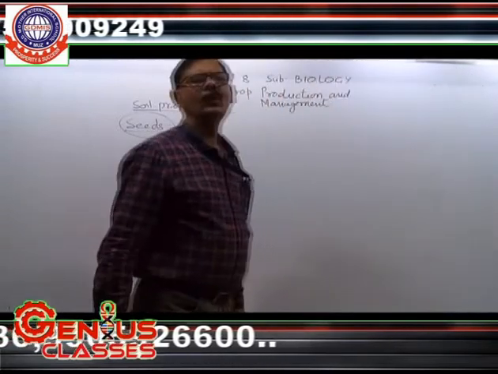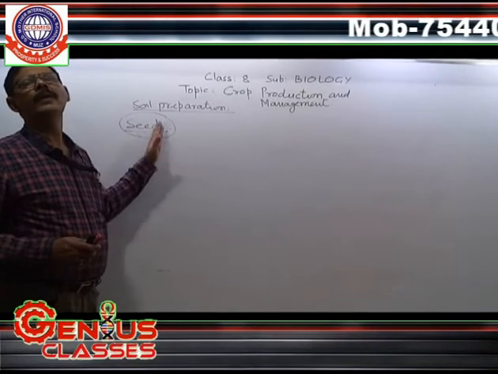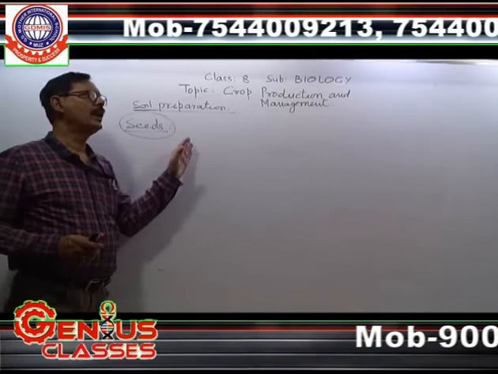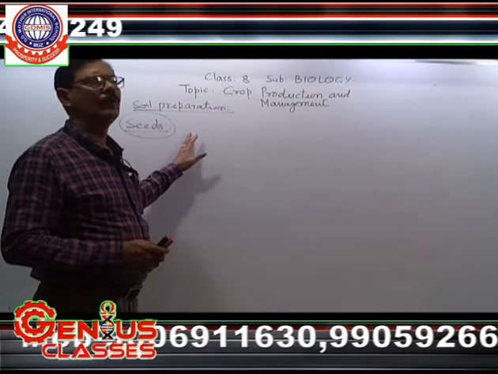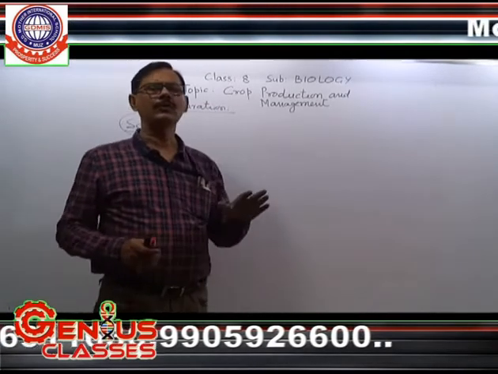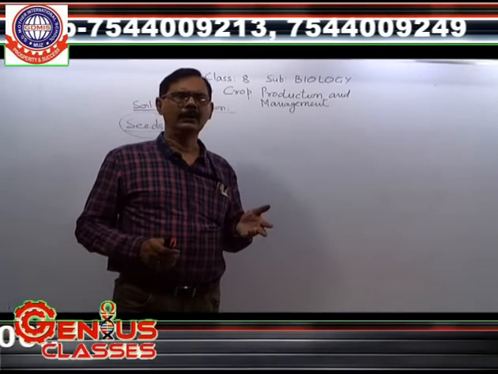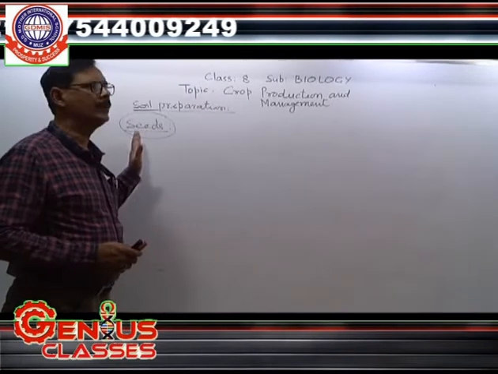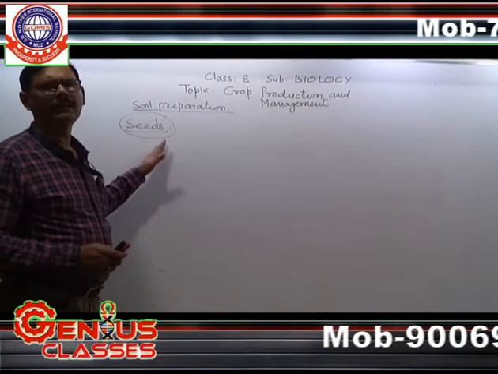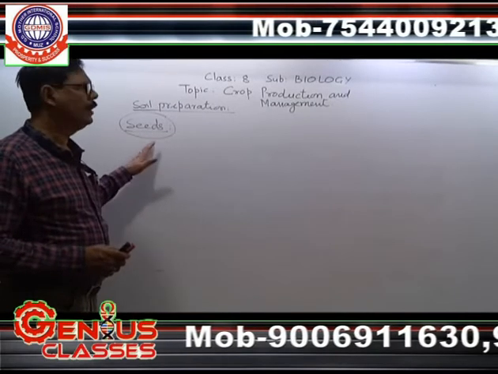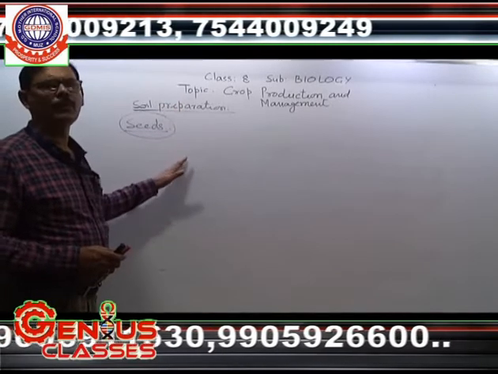Nowadays, we are using improved varieties of seeds which are genetically modified and which have the capacity to fight against plant diseases as well. Regarding such types of implemental processes, you will study in class 9. Right now, we are concerned about how the crop is being produced.